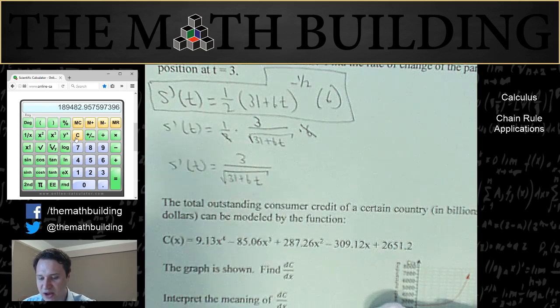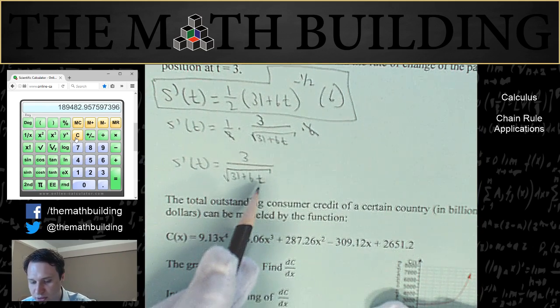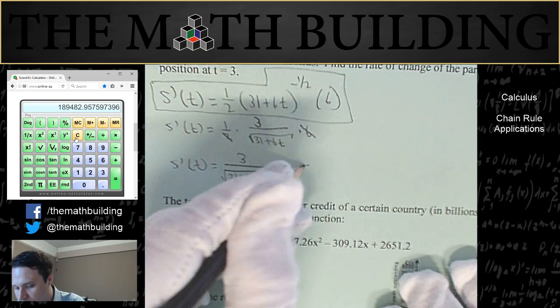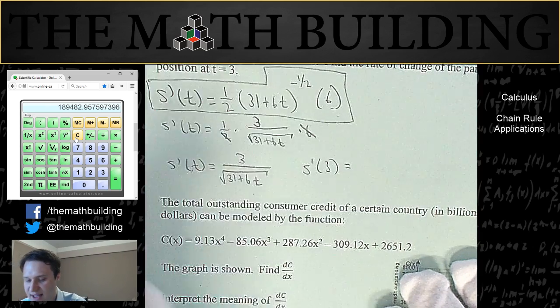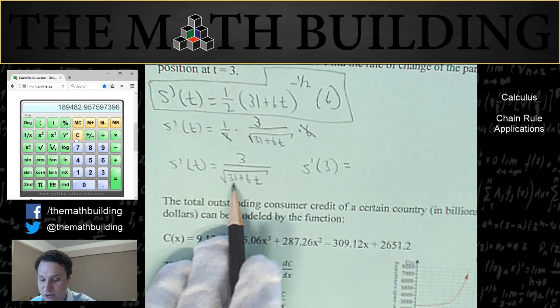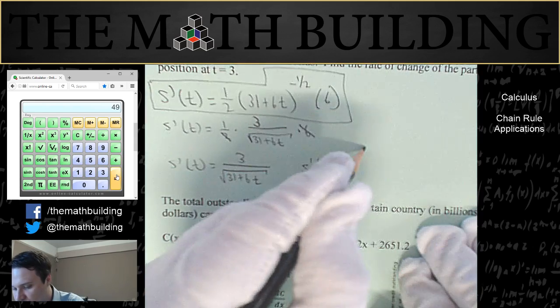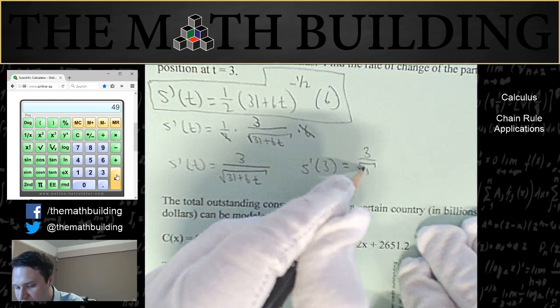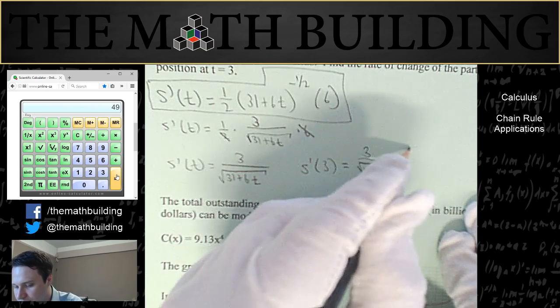So let's see what the velocity is at time equals 3, so you just plug in a 3 right there. So s prime of 3, the velocity at time 3. 3 times 6 is 18. 18 plus 31 is 49, I believe. Oh, that's nice. So we're going to get the 3 over the square root of 49, which equals 3 over 7.